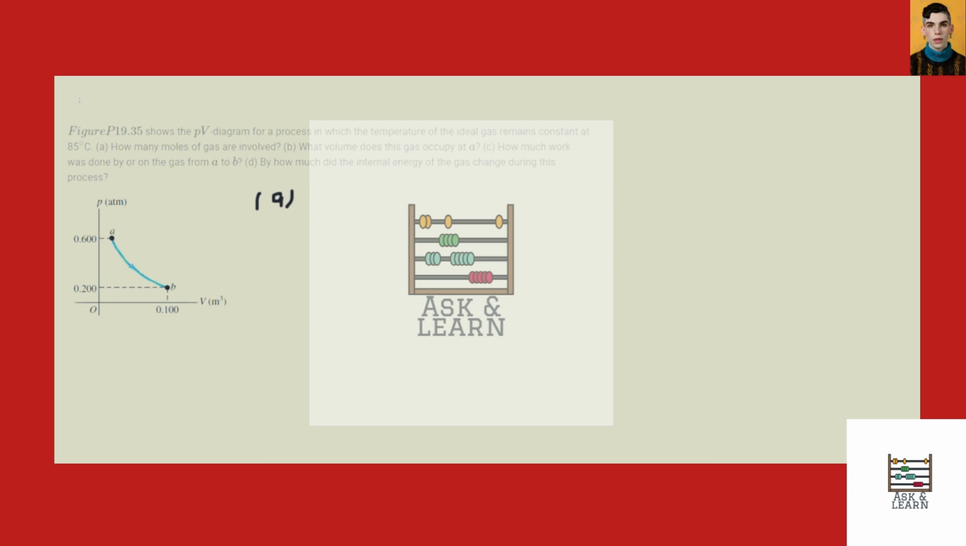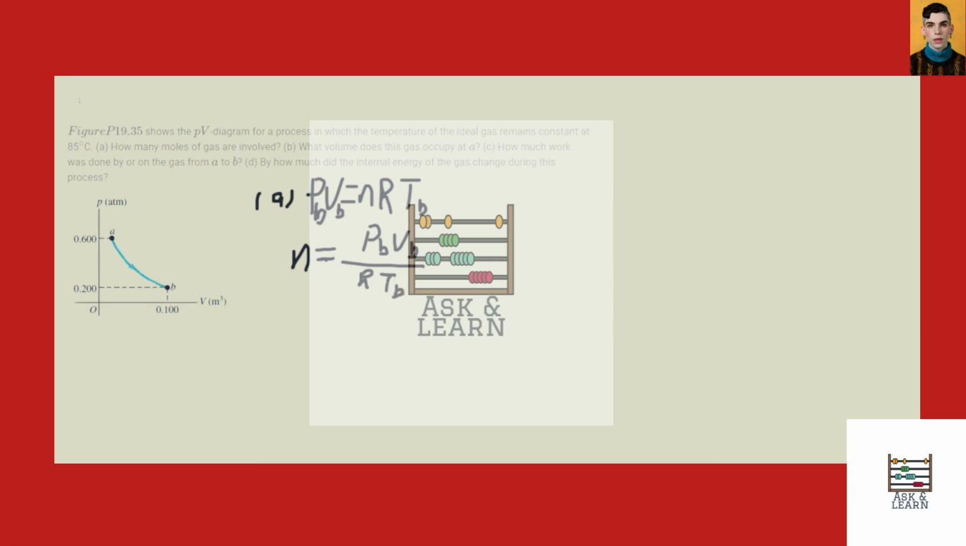We can notice that for state B, we already know the pressure and the volume, so we can start from this point. PV equals nRT, and we are looking at this state, so this is just PB, VB, and RTB. So we can figure out n equals PB VB over RTB, right?